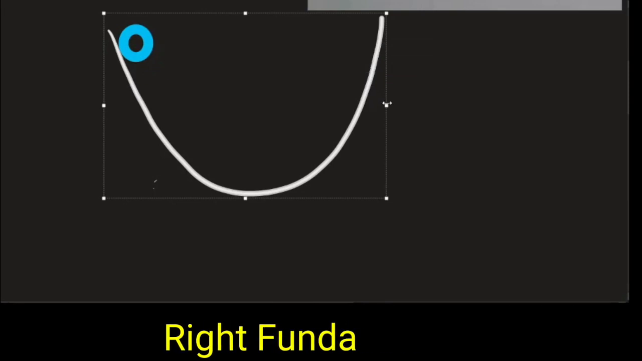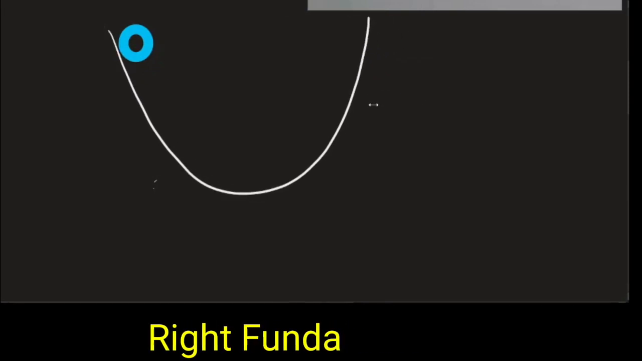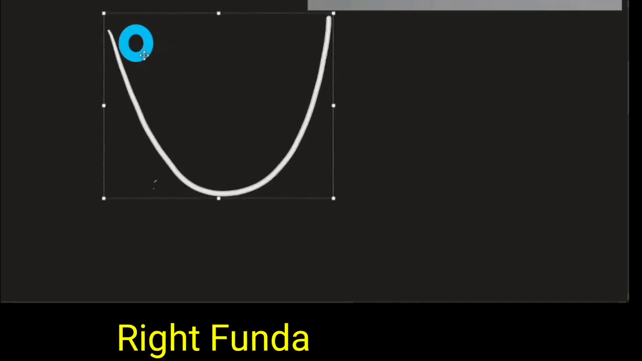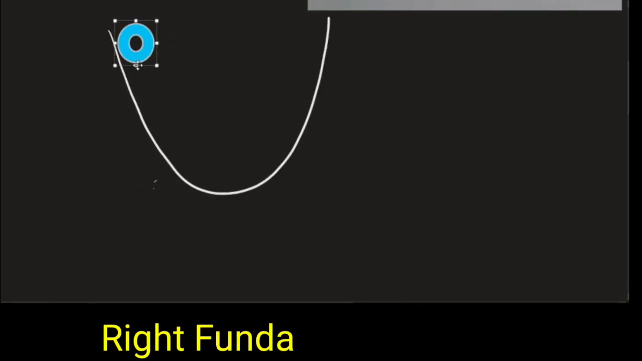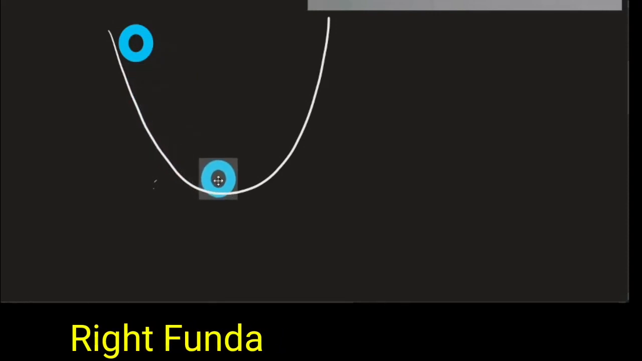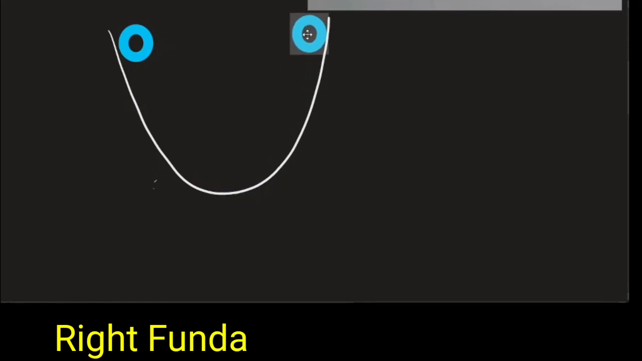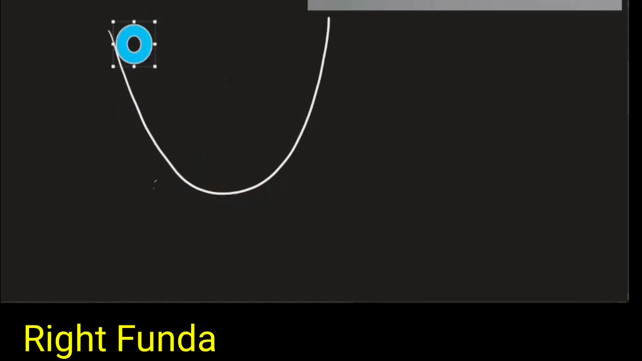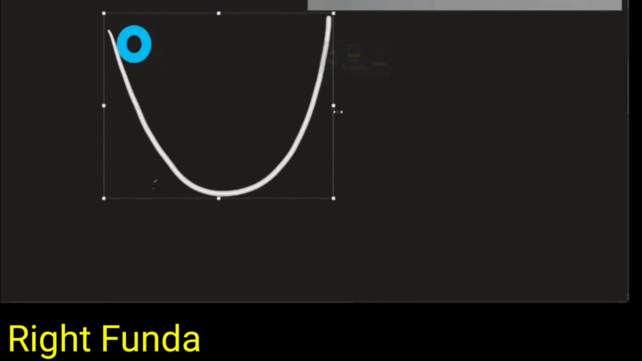Suppose I can decrease or increase this k value. Suppose this is the value here. What will happen? Gradually it will come, and at this point it rolls and will go. If I still decrease this value, then what happens?